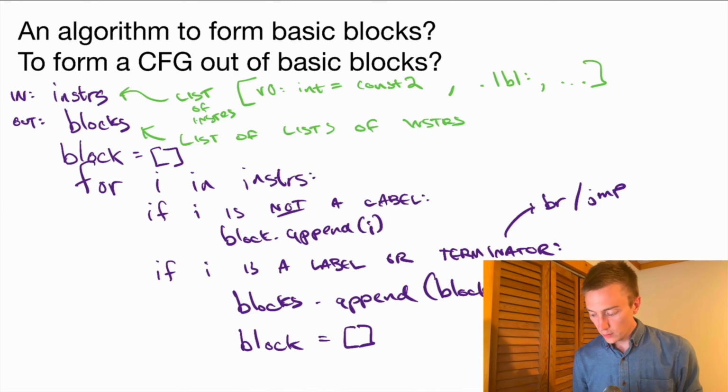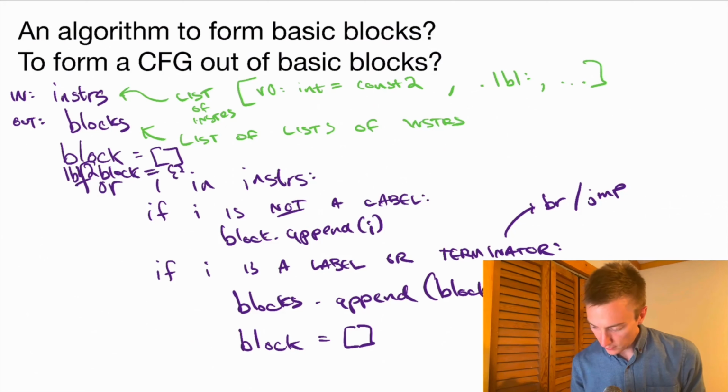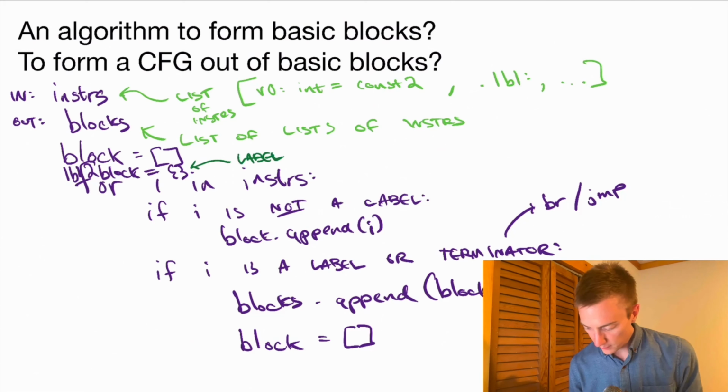That's really easy to do. All we need to do is come up with another label to block data structure. This can just be a dictionary, and the way that it will look is it will map label names, which are just strings, to these lists of instructions.